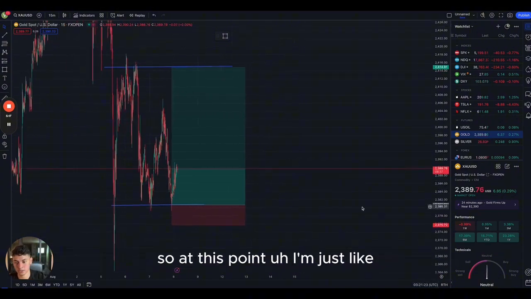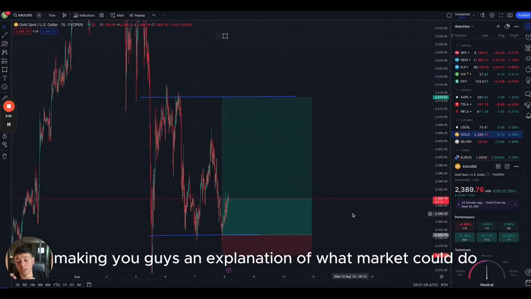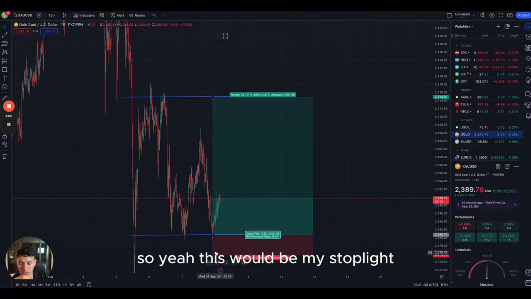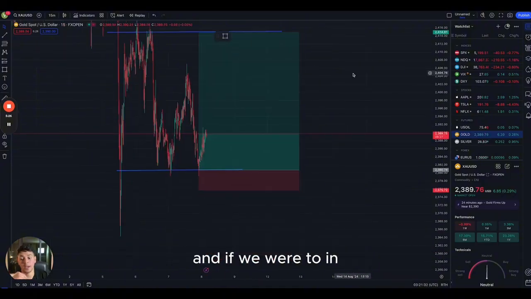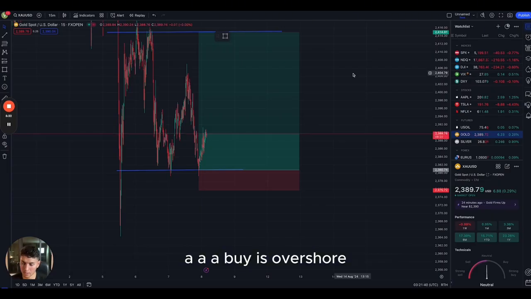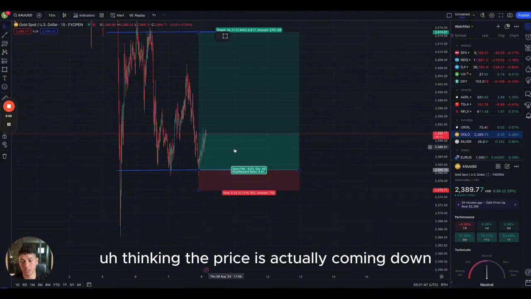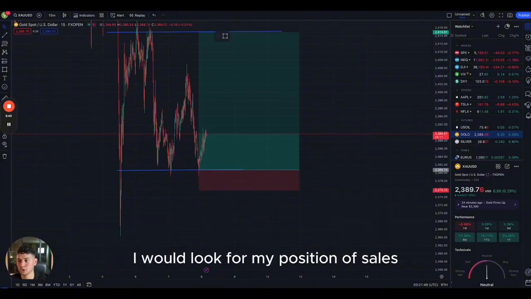So at this point, I'm just making an explanation of what the market could do. This would be my stop loss, this would be my take profit, and if the price were to show me a bias of a short, or the price is actually tanking, coming down, I would look for my short position.